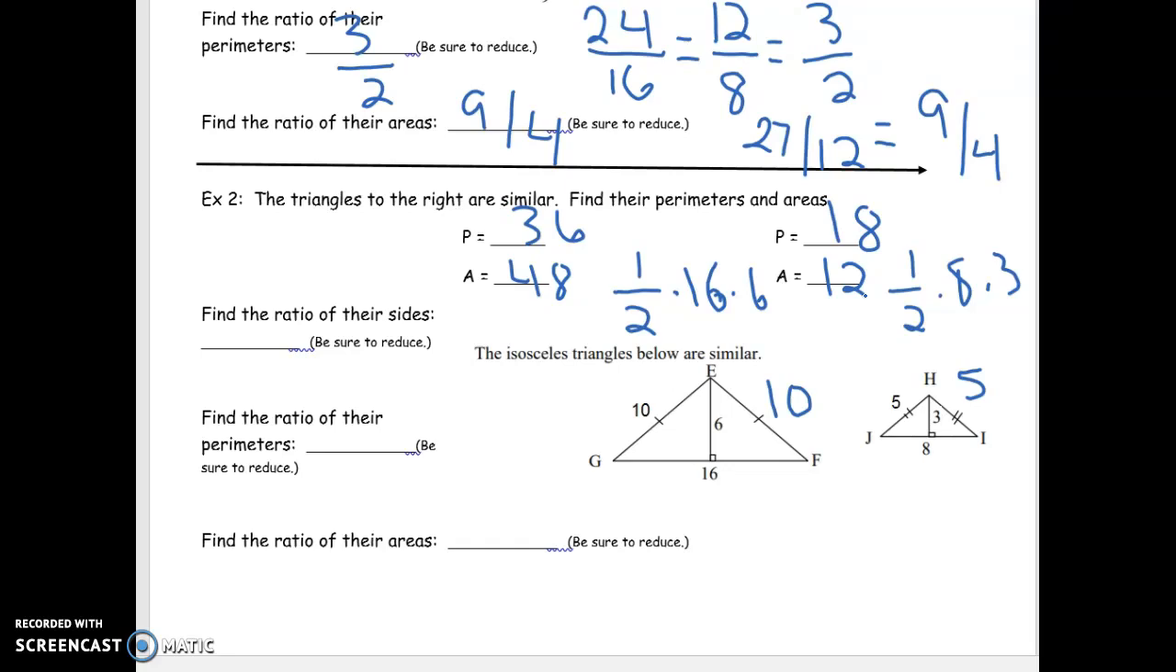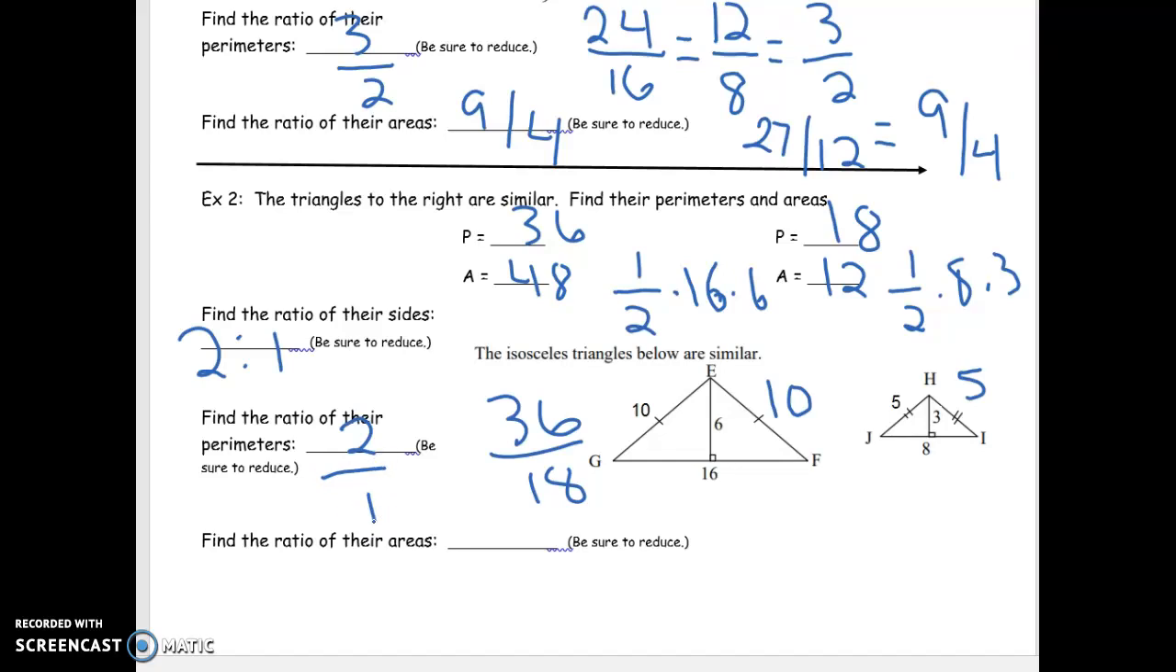Going back to my ratios, we're looking for the ratio of their sides. I see 10 over 5, which reduces to 2 over 1, and I'm just going to write it for sake of space and difference as 2 to 1. We're looking at the ratio of the perimeters. I've got 36 over 18. That reduces to 2 to 1.